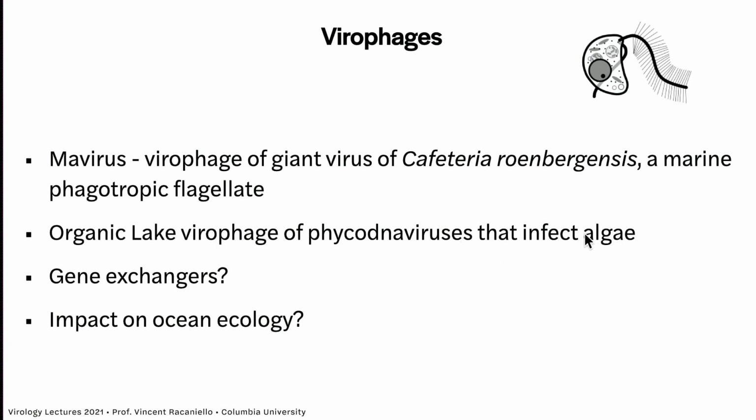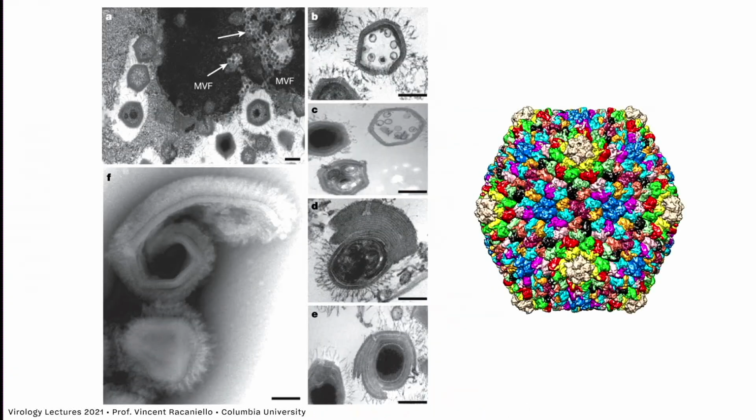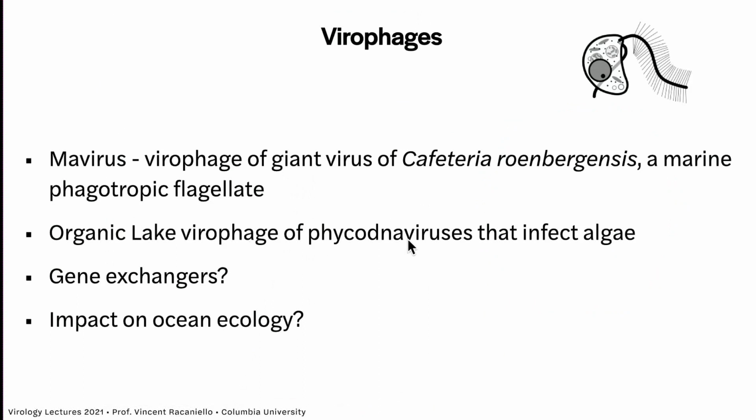Then there's the organic lake virophage, viruses that infect algae, Phycodnaviruses infect algae. And as I said, these interfere with the yield. When you infect amoeba with mimivirus, the Sputnik virophage will reduce yields by 70%. You also inhibit lysis. Now, this organic lake virophage, organic lake is a hypersaline meromictic lake in Antarctica. You got to look that up. That's a cool word. But it's in Antarctica. It's a hypersaline lake there. There's a virophage of Phycodnaviruses.